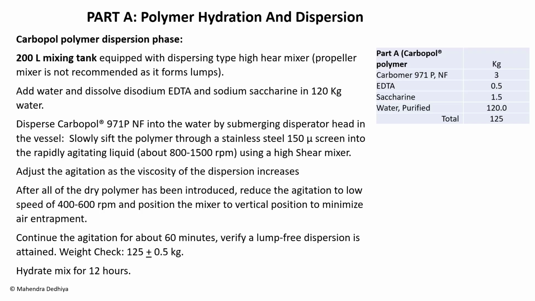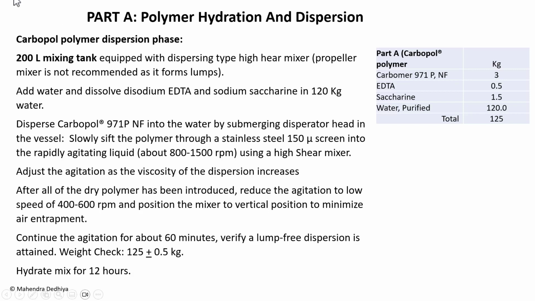So let's look at part A. Part A is a polymer dispersion phase. The formula is shown here in kilos. We can use 200 liter mixing tank with high shear mixer. Propeller mixer should not be used as many of these polymers will form lumps and then it's difficult to separate the lumps.